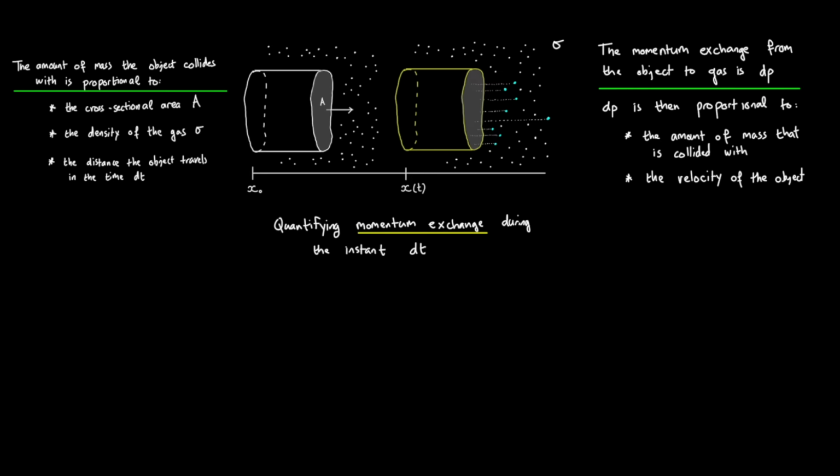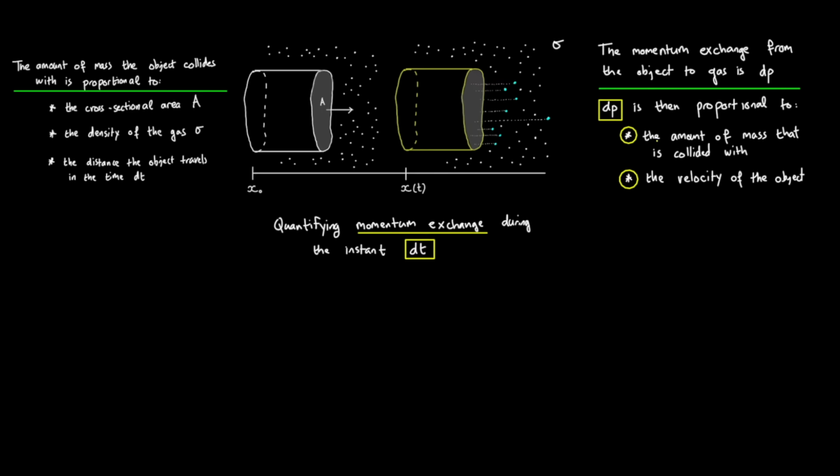Okay, so let's try to quantify the momentum exchange from this object to the gas in a certain very small interval of time, dt. So we have to think about this as all happening in some interval of time, because the longer the object moves for, the more momentum will be exchanged. Okay, so in this interval of time, we're going to call dp the change in momentum of our object in the interval dt. Then this is going to be proportional to two things: the amount of mass that the object collides with, and the velocity of our object.